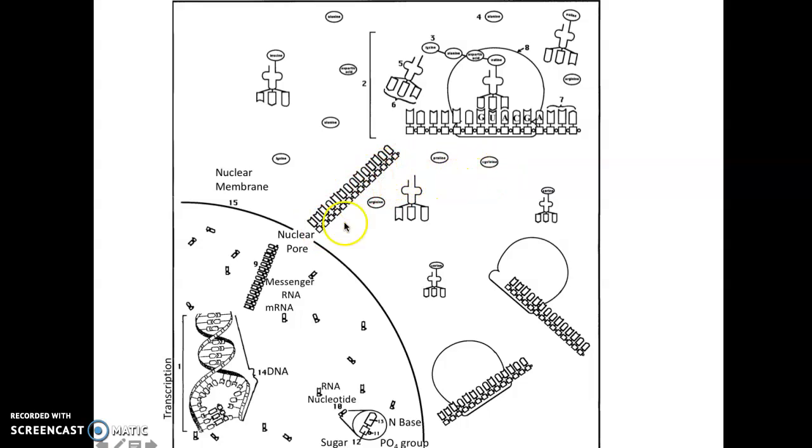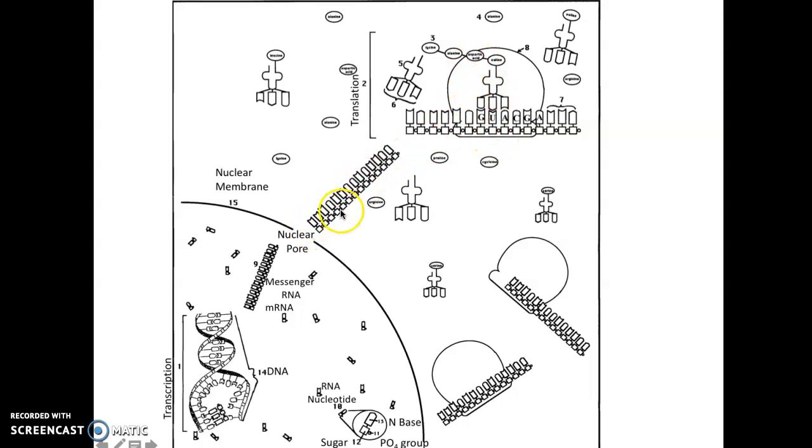Now, we have the instructions. Now we need some place to build it. Well, the place we build proteins, if we remember, are ribosomes. This is a little mushroom shaped here, another one here, and another one up here. These are all ribosomes. So now we're going to take the instructions to the ribosome and we're going to build a protein.